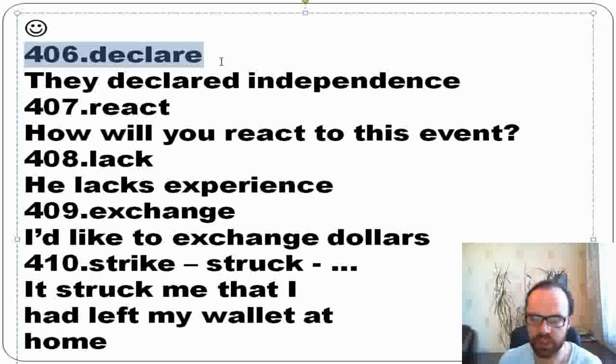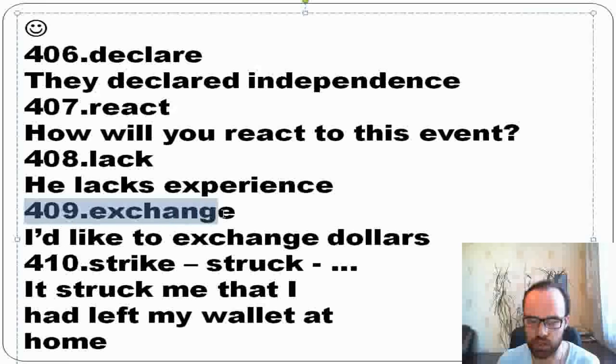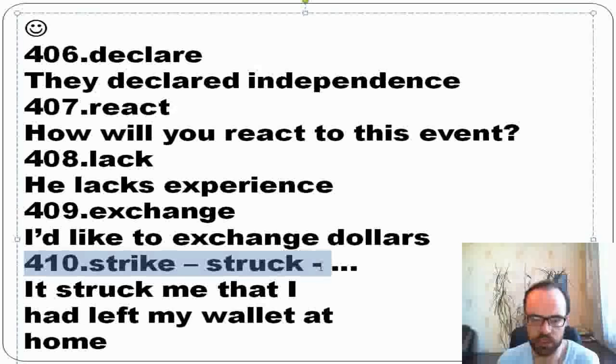Declare. They declared independence. React. How will you react to this event? Lack. He lacks experience. It means he doesn't have enough experience. Exchange. I'd like to exchange dollars. Strike, struck, struck. It struck me that I had left my wallet at home. It means that I understood it suddenly.